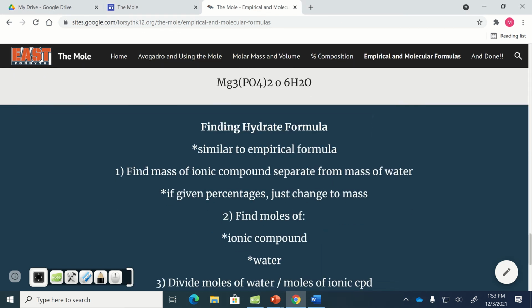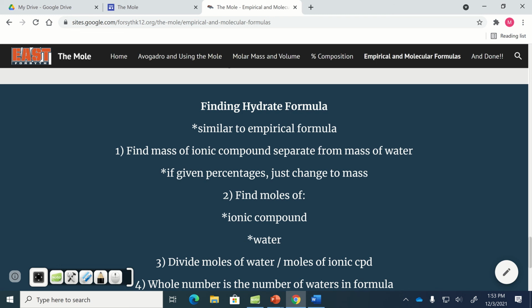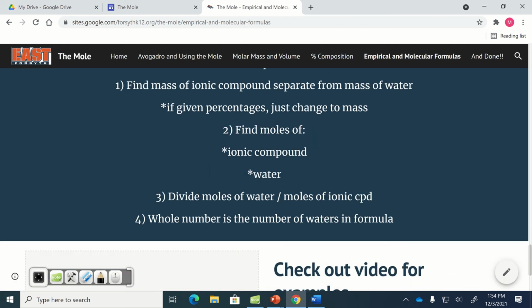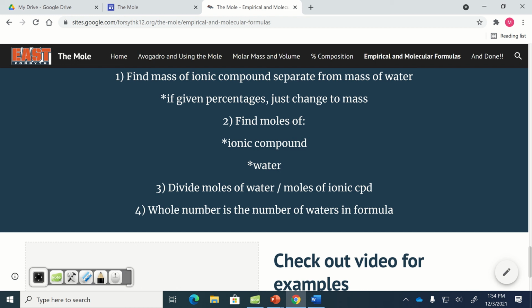But how do I find a hydrate formula? It's similar to doing empirical formula. What you will do is find the mass of the ionic compound separate from the mass of the water. Okay? If given percentages, again, just change it back to mass. Most of the time you're given the masses, but if not, you can change it based on the percentages. Step 2, find the moles of the ionic compound and the water. Basically the moles of water will always be larger than the moles of the ionic compound. You divide the moles of water by the moles of ionic compound, and the whole number that's left is the number of waters in the formula.